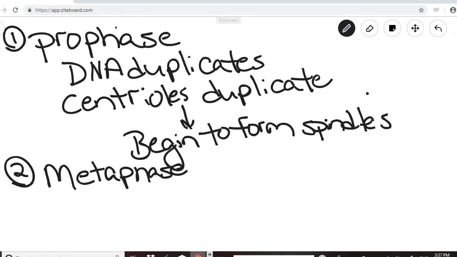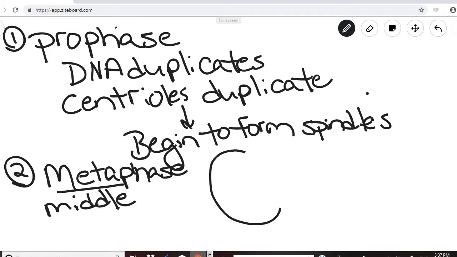And metaphase, meta means middle. Okay, so remember I said that by the end of prophase, those duplicated DNAs will start to line up in the middle. Well, in metaphase, they do line up in the middle. Okay, so you get the duplicated chromosomes that have lined up down the middle of the cell.